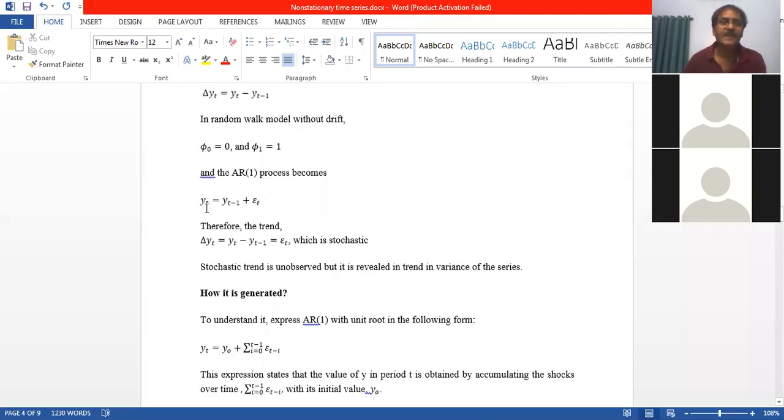Now, again consider the random walk model without drift. How to get this form? Just by setting phi naught equal to 0, phi 1 is equal to 1 in AR1. That is, we allow the presence of unit root. Phi 1 is equal to 1 means unit root, we have already explained. We are ignoring intercept. So the specification of yt looks like this. And if yt follows this process, it is non-stationary with unit root, or it is non-stationary exhibiting stochastic trend.